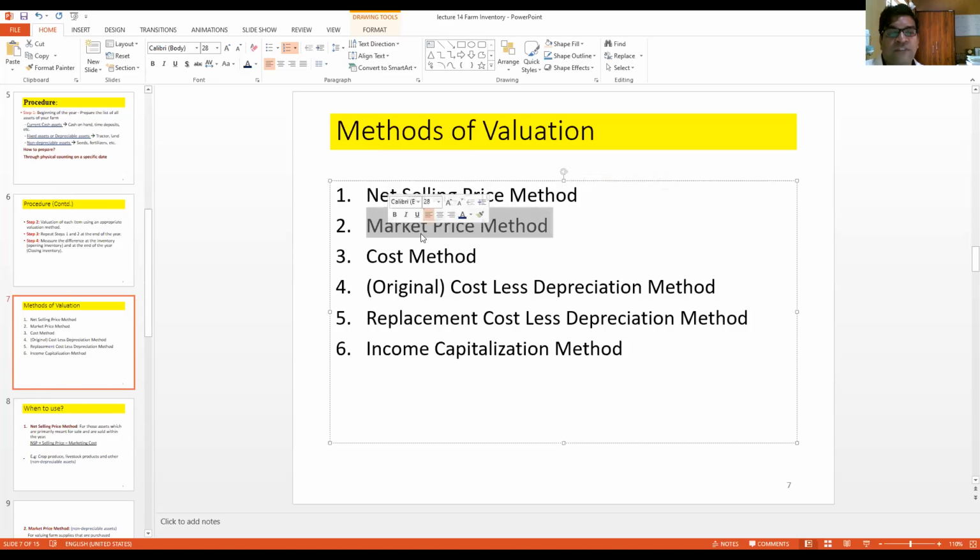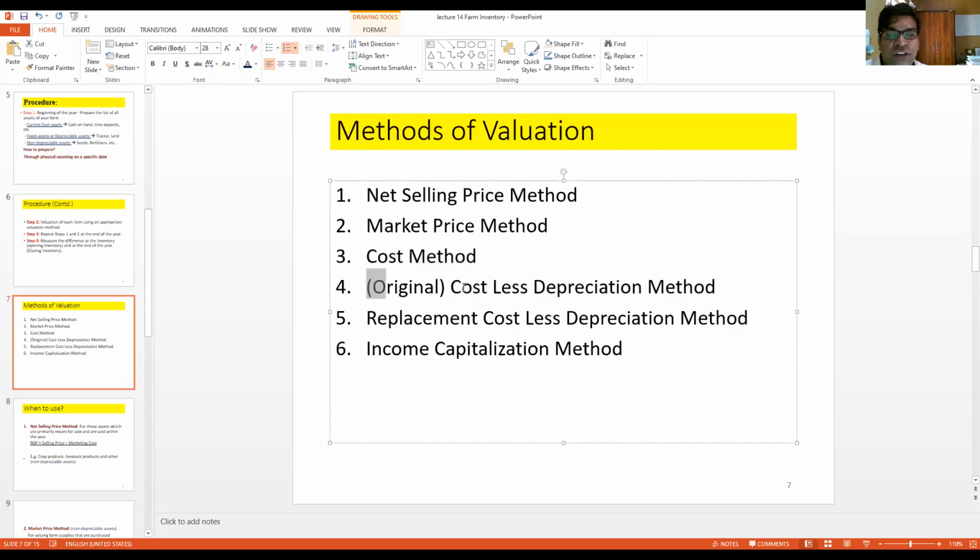Then market price method. The farmer has purchased seeds and fertilizers from the market. What is the price that he has paid for purchasing fertilizer and seeds? That is called market price method. Cost method. What is cost method? The farmer has produced farmyard manure on his own farm. He has saved the previous season's seeds, seed of groundnut, or you can take onion, potato. So he has not purchased in the market. If the purchase has not happened, then what is the cost? So that is the cost method.